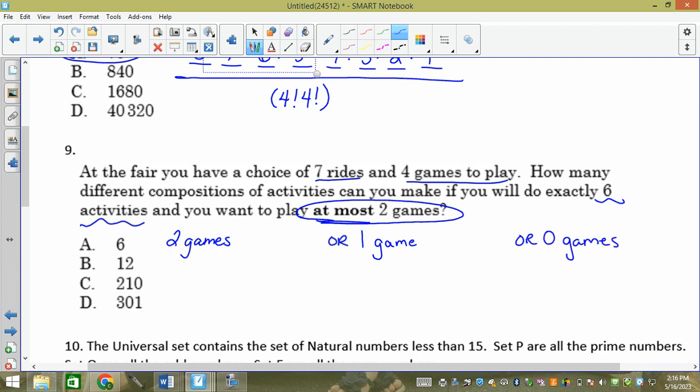Now we need to have exactly 6 activities. So we need 2 games and what do I need to supplement with? 4 rides. Or 1 game and 5 rides. Or 0 games and 6 rides.